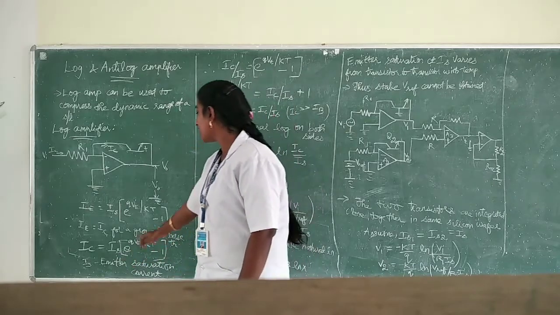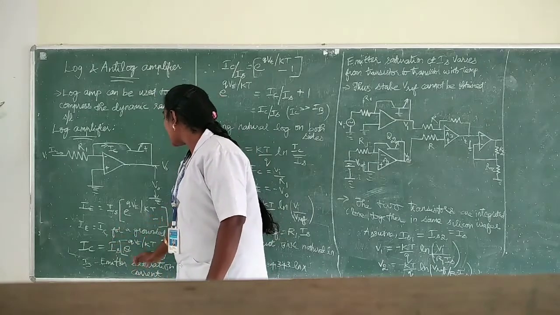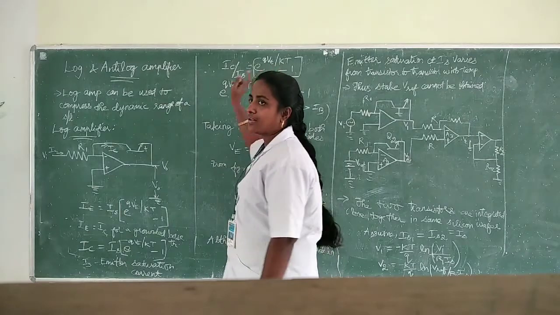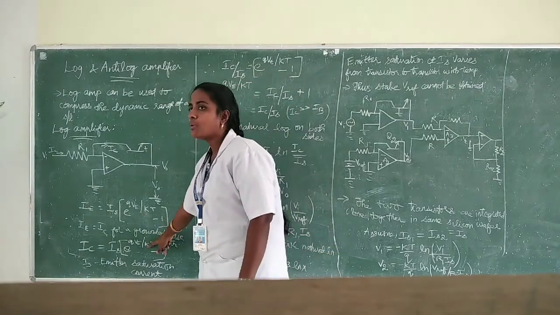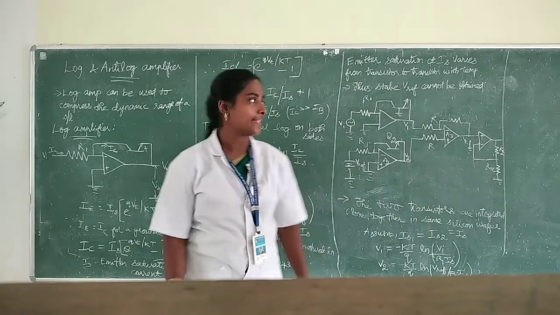In this equation IS is emitter saturation current, IC is collector current, K is the Boltzmann constant, and T is the temperature.